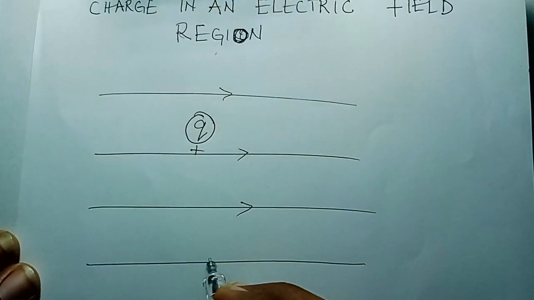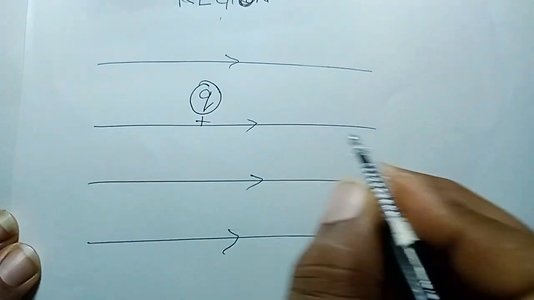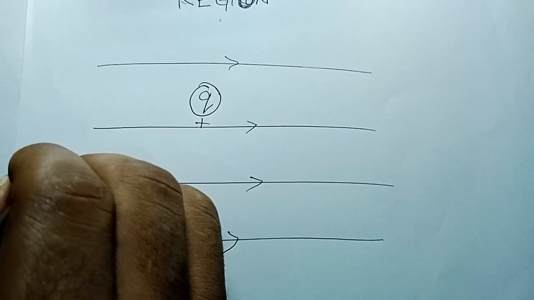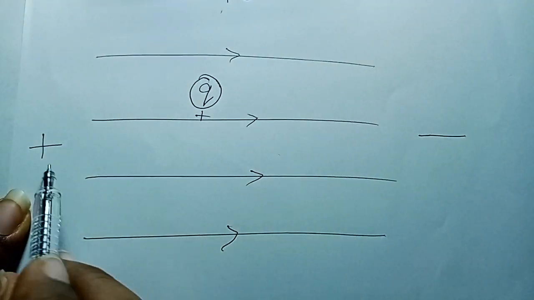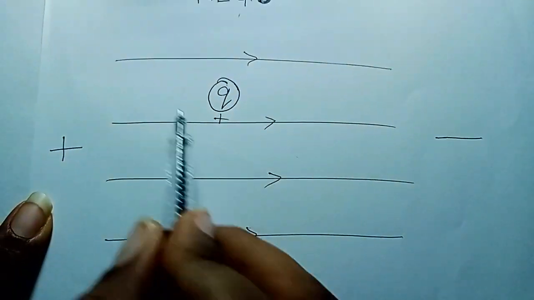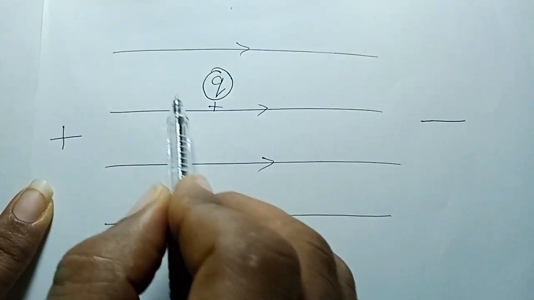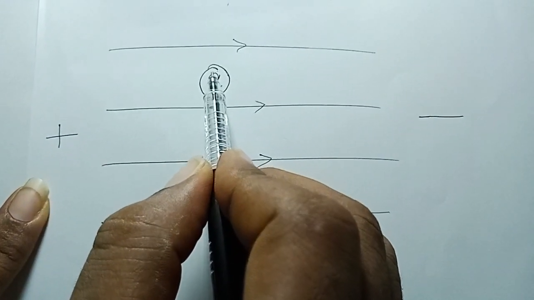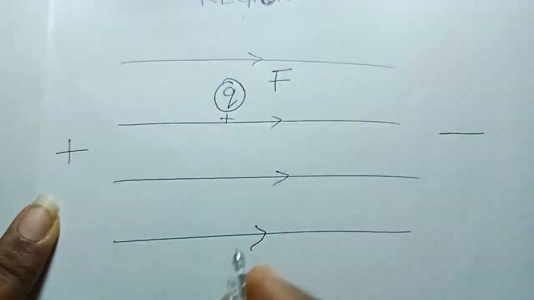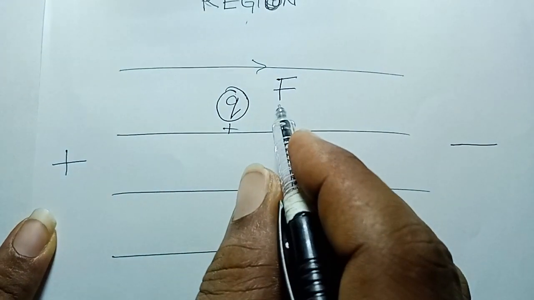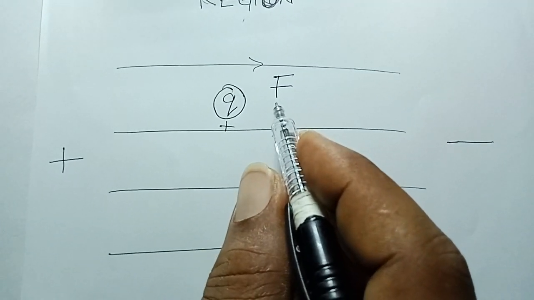You should understand that drawing these lines this way means there is an imaginary positive charge at this place and a negative charge, because field lines move from positive to negative. So if this is an electric field region and we carry a charge and put it inside this field, the charge is going to feel a particular force, F, that is called the electric force.